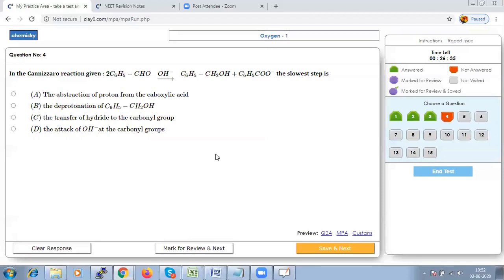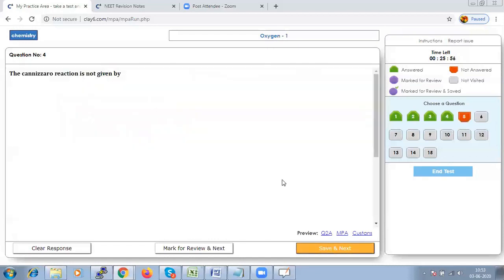In the Cannizzaro reaction given, we have to find out the slowest step. The slowest step in the Cannizzaro reaction will always be the transfer of hydride to the carbonyl group, because the hydride ion is being directly transferred from one molecule to the aldehyde and to the other, and does not become free in the solution. So the transfer of hydride to the carbonyl group is considered to be the slowest step in the Cannizzaro reaction. Let us save that and go to next.